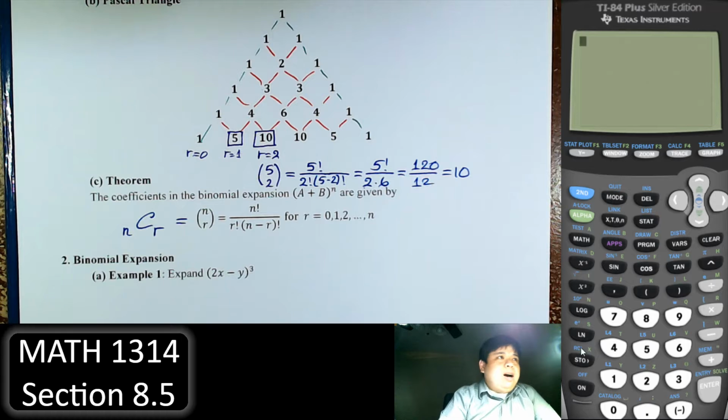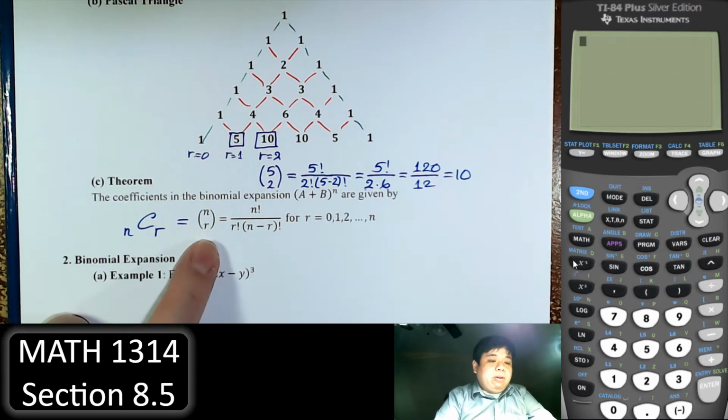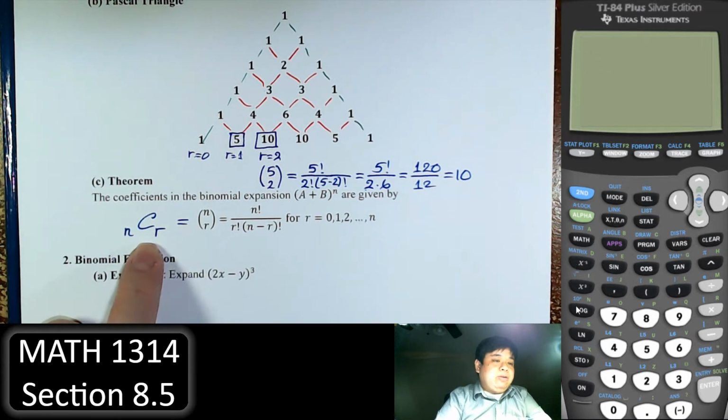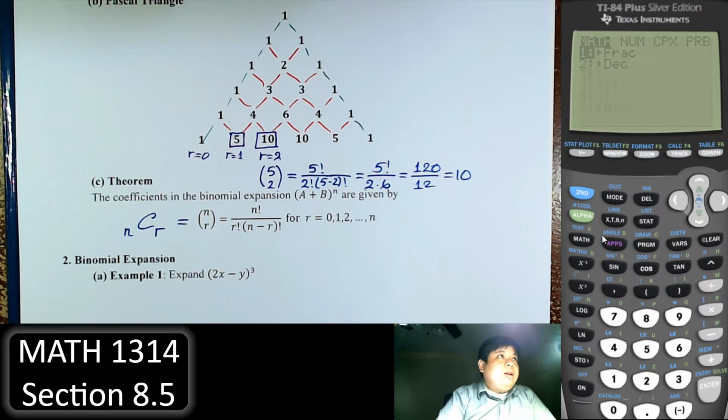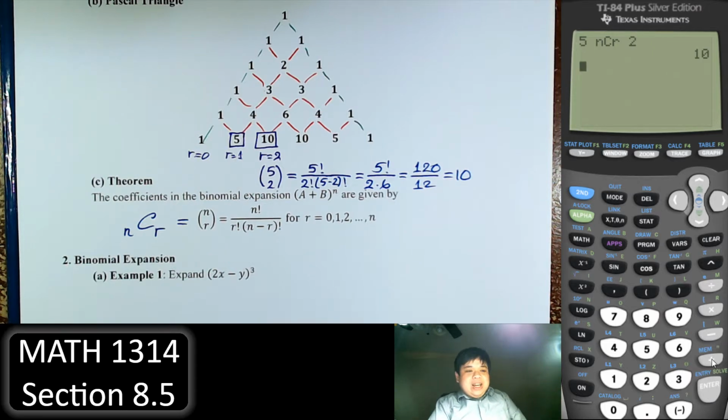Right. The formula for that we enter in the calculator in this form. So math, option, go to probability, option number 3, that's nCr, but we need to enter 5, the number first, and then math. Right, so that's what we have. So that takes care of the coefficient. Right, once again, that's only the coefficient.